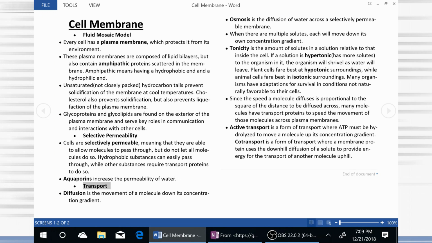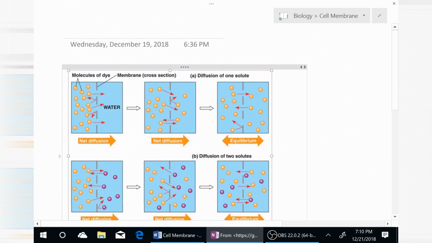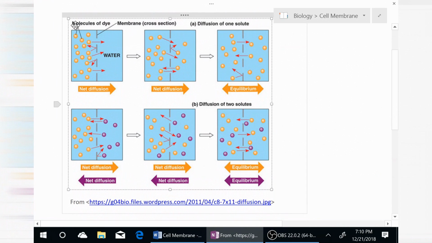So diffusion is essentially the movement of a molecule down its concentration gradient. Concentration gradient is kind of like the direction from which there's more to less. So let me show you a good example of this. As you can see in our first diagram, molecules of dye, the concentration gradient is going from left to right because there's a lot of this yellow molecule on the left side of the diagram, whereas there's very little, or in this case none, on the right side of the diagram.